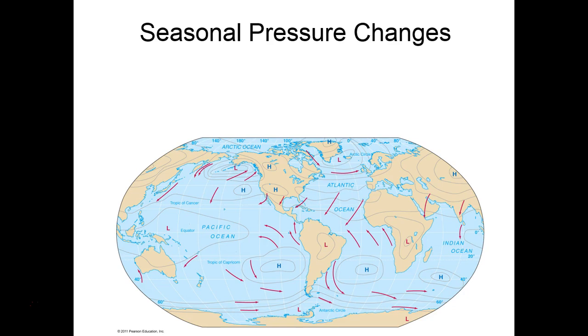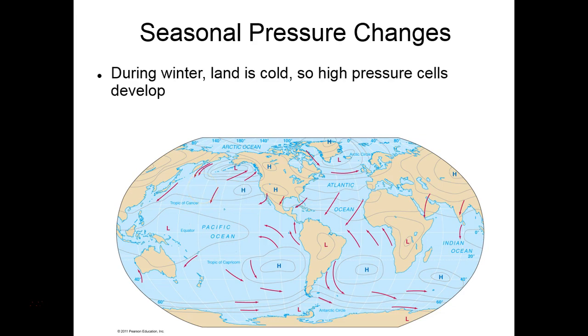Okay, now we can look at this in a slightly larger scale as well, where we can compare the seasonal changes in high pressure and low pressure and what that means to our wind patterns. So during the winter, the land is cooled down much more rapidly than the water is, and therefore where land is cold, that means that the air above it is dense and it's sinking. So high pressure cells develop, which are shown here on land in the northern hemisphere.